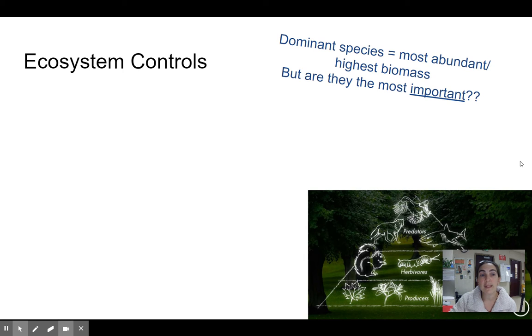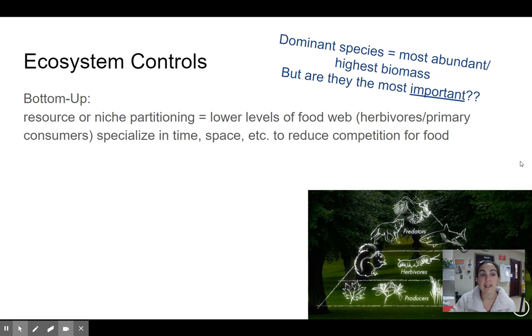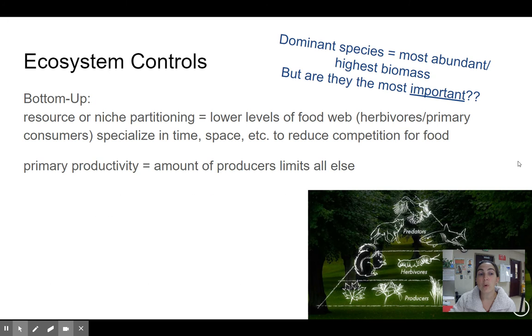We've already talked about some ways that ecosystems can be regulated from the bottom up. So again, if you think about that energy pyramid idea, this is talking about things that occur at the lower levels, the producers and the herbivores that control everything above them. So this is things like that idea of resource or niche partitioning. Or the idea of primary productivity, the idea that the amount of producers limits everything above it, or that herbivores or lower level consumers divide up the resources in one way or another to reduce competition.